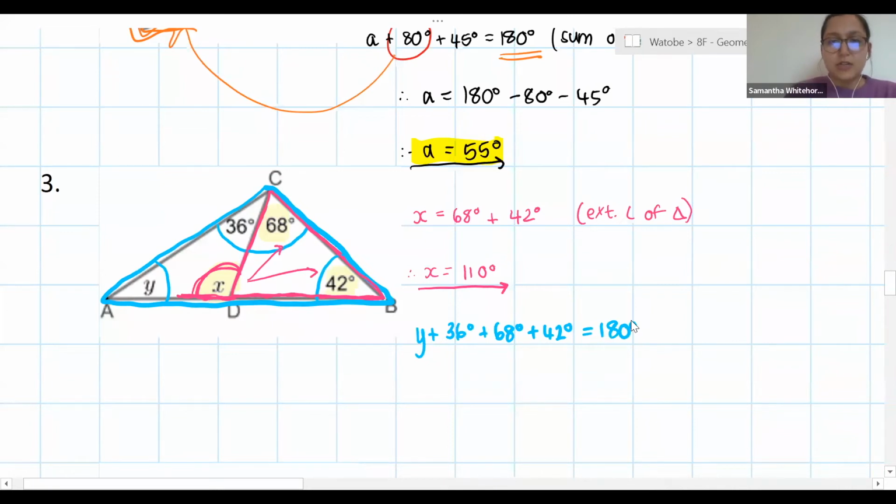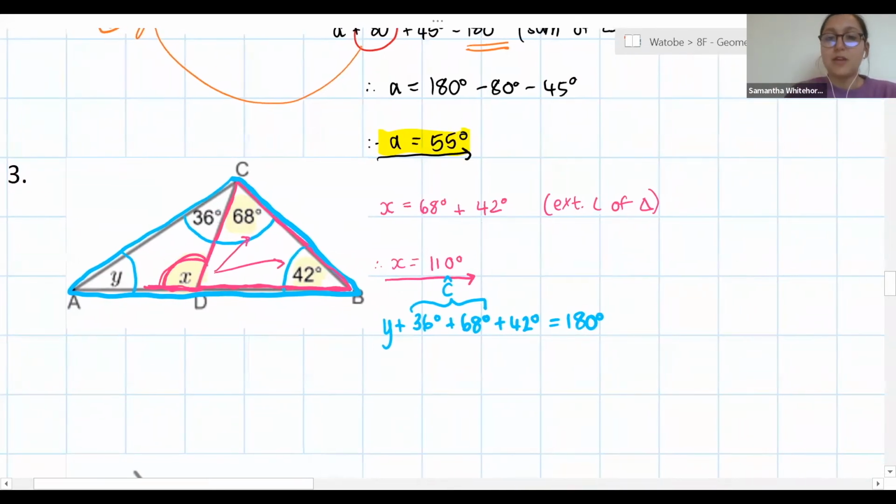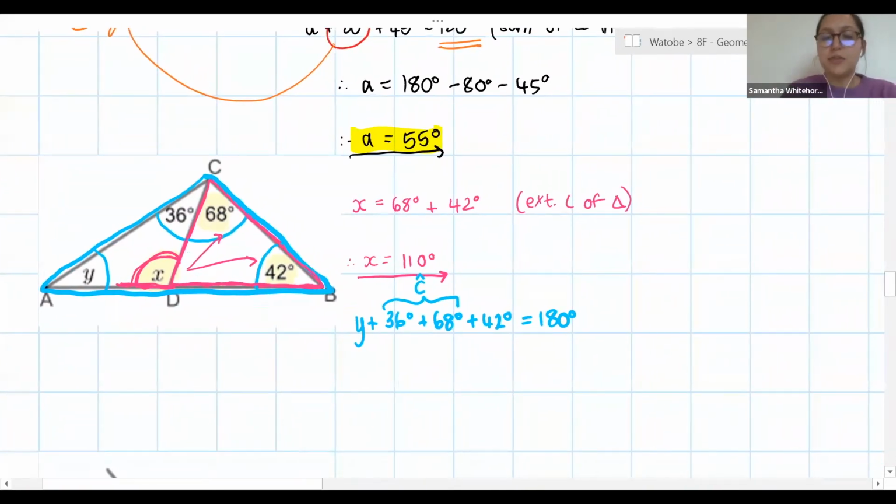degrees. Now, guys, remember the 36 and the 68 comes from angle C. There's two angles there. I have to add them both up because if I'm working in the big triangle, I need both of them. And remember my reason, sum of angles. Oh, sorry.